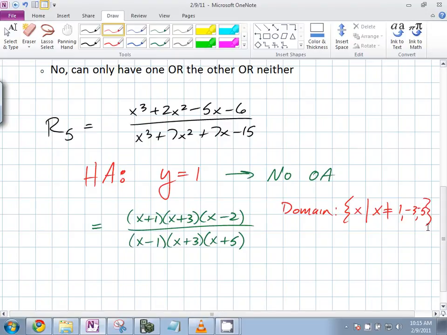Yay. So now we look at the intercepts. When x is 0, what's y?